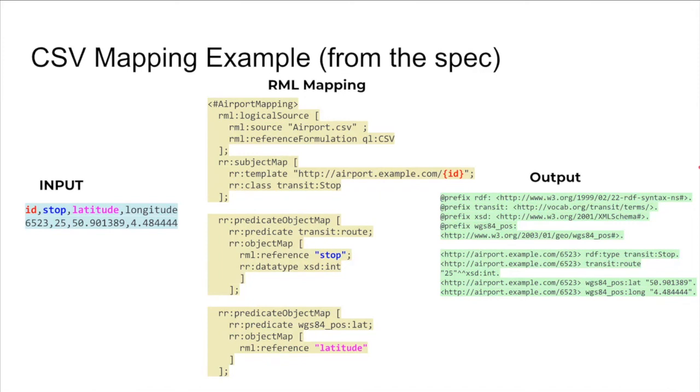Then you apply the mapping to the input and it generates triples. So example.com 6523 is of type stop. And 6523 has a transit route 25. And so these are the triples that come out after the mapping.